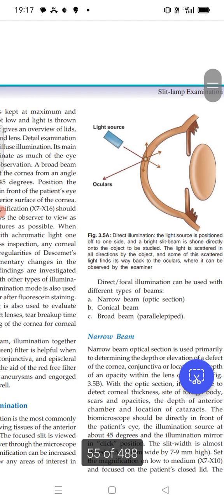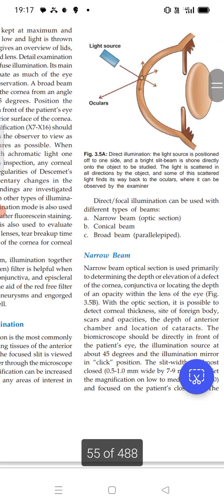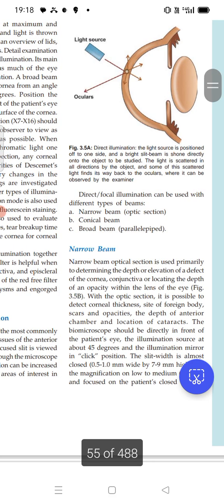Let's discuss the optic section. The optic section is primarily used to determine the depth or elevation of a defect of the cornea, meaning how much defect is there in the cornea. Suppose there is a foreign body in the cornea, we can find out by the optic section the depth of the foreign body, how much it has penetrated. We can also see the conjunctiva or locate the depth of an opacity within the lens of the eye.